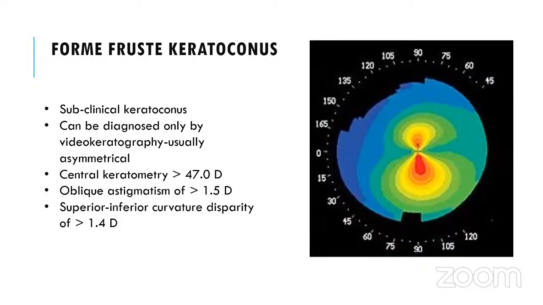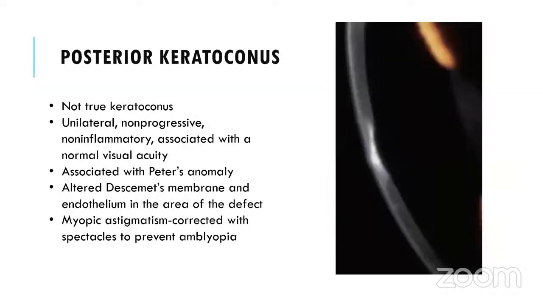Forme fruste keratoconus is a subclinical keratoconus that can be diagnosed only by video keratography. Usually it is asymmetrical. Central keratometry is more than 47 diopters, oblique astigmatism of more than 1.5 diopters, and superior to inferior curvature disparity of more than 1.4 diopters.